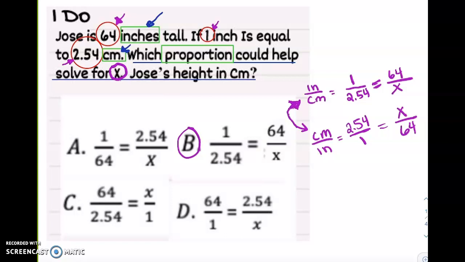proportion. Remember that anytime you're setting up a proportion, the key is to keep them in order. Like the top one, I started with inches on top. Therefore, all the numbers that had the inches unit in it were on top. And on the second one, I started with centimeters on top, so all my centimeters were on top.